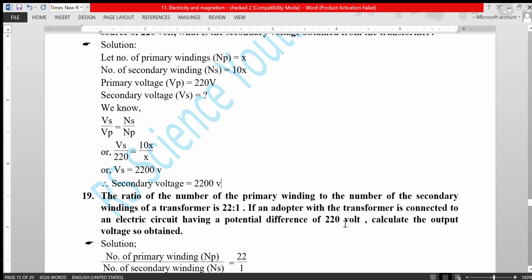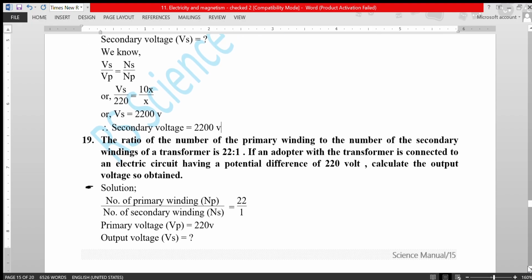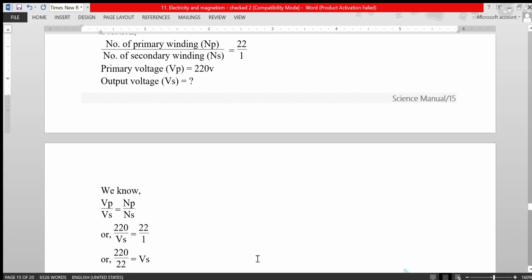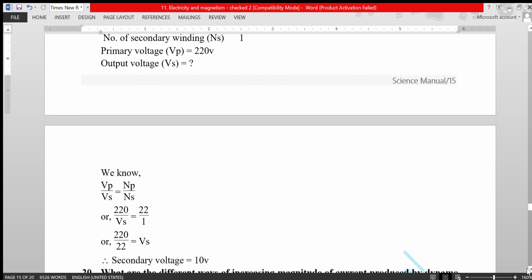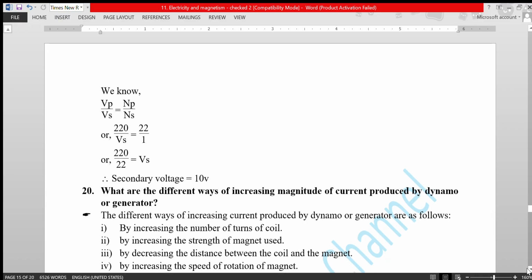And the primary voltage is this. Calculate output voltage, meaning secondary voltage. So we use the formula Vs by Vp, or we can take the reciprocal, Vp by Vs equal to Np by Ns. So Np by Ns is 22 by 1, it's given in the question. So Vp is 220, Vs we can put, and we get the value of Vs is obviously 10 volt.